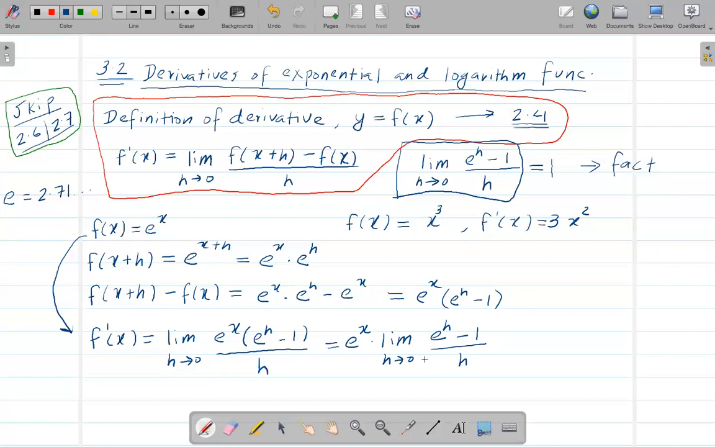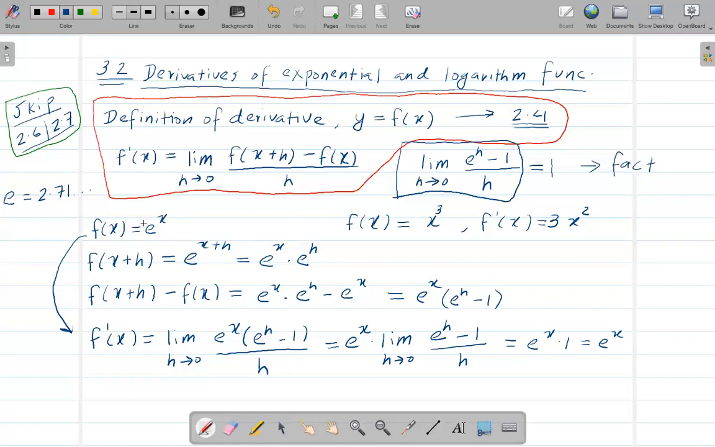Now the limit of this thing, we know that this is equal to 1. We said that this is a fact. Even though we didn't prove it, let's just take this as a fact and use that here. So this means we'll get e to the power x times 1, right? So we still get e to the power x. So when we take the derivative of e to the power x, the derivative of this thing is still e to the power x.